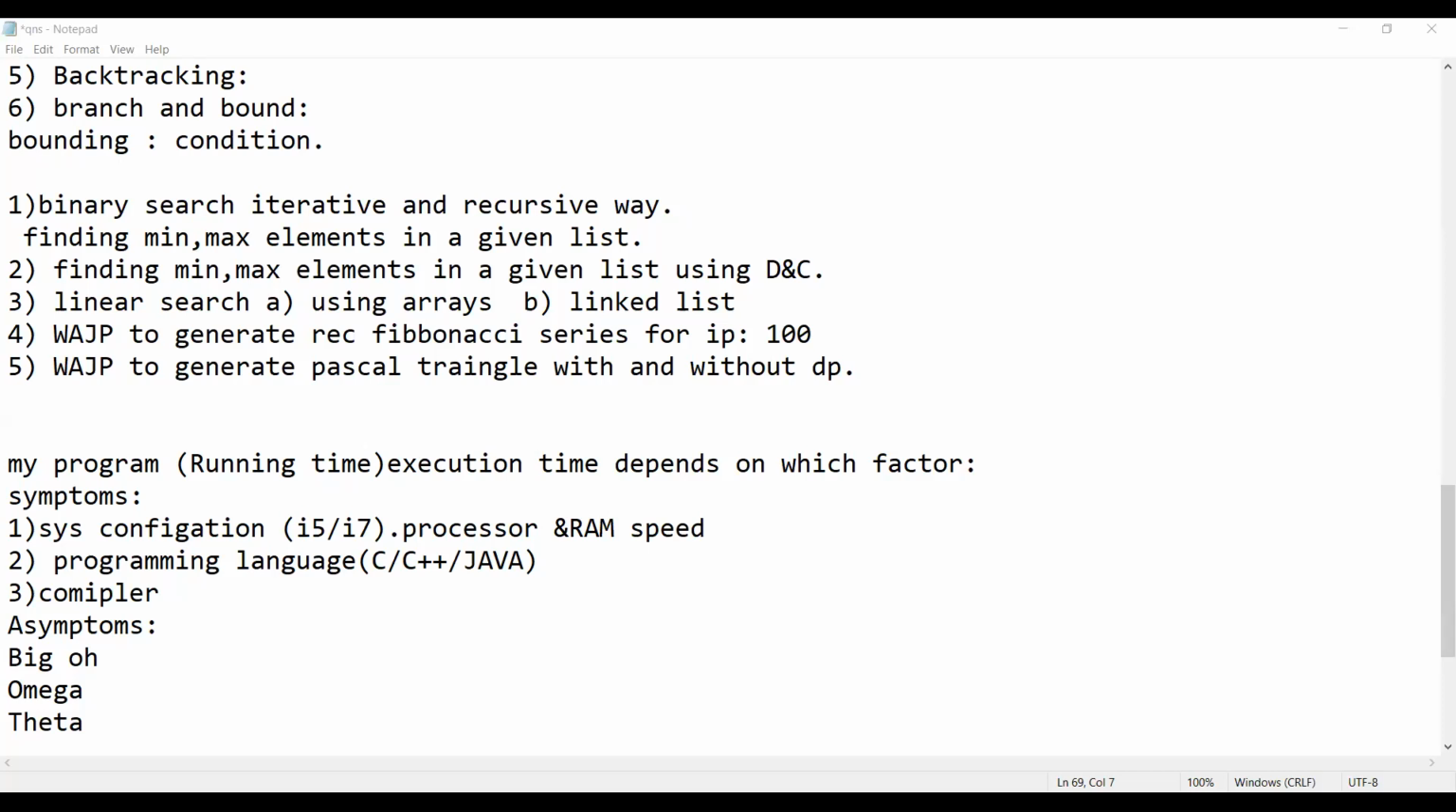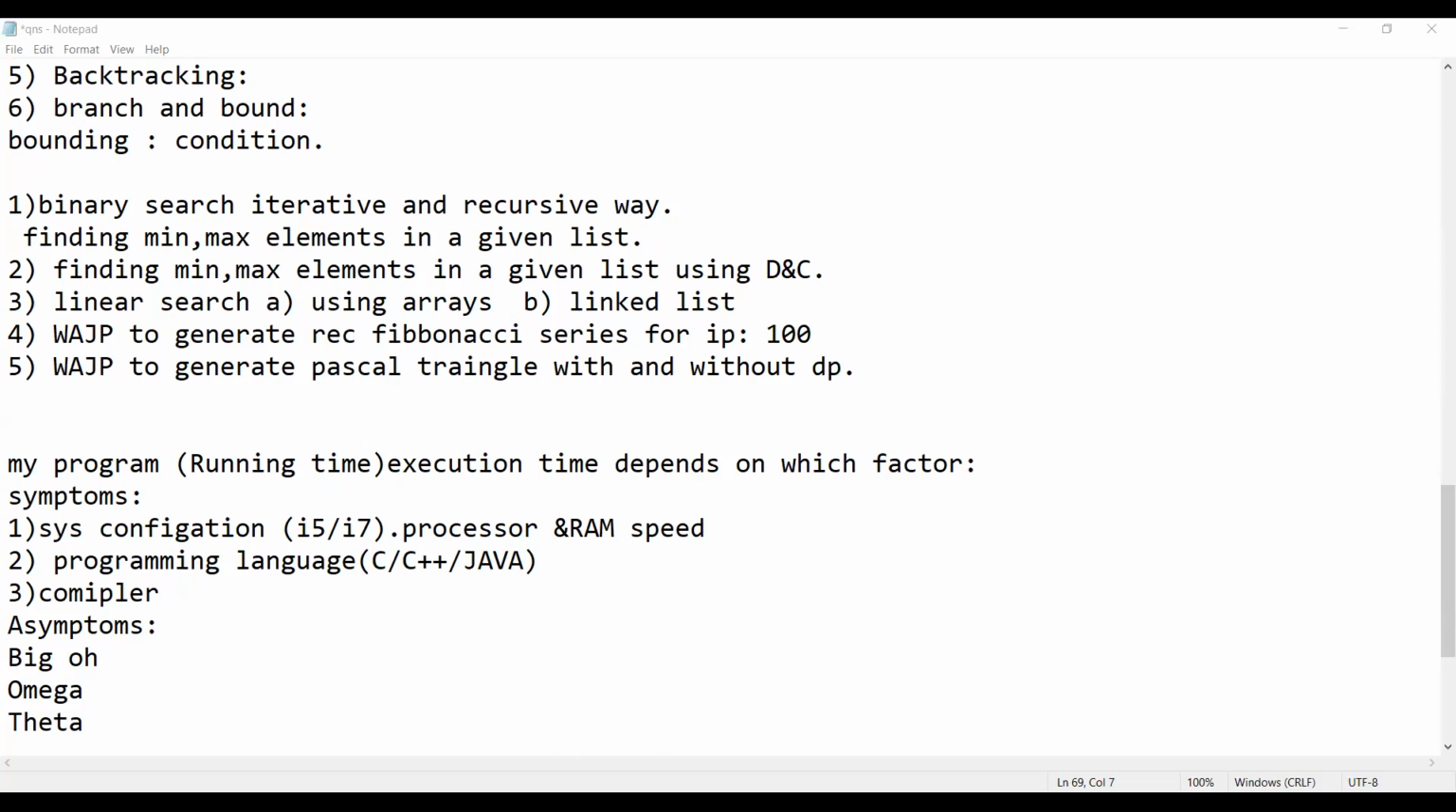If you go for matrix multiplication in the general method, we are using three for loops: the outer for loop, the inner for loop, and again some k loop. In that case, we need to go for n cube. So with three for loops, the time complexity becomes n cube.